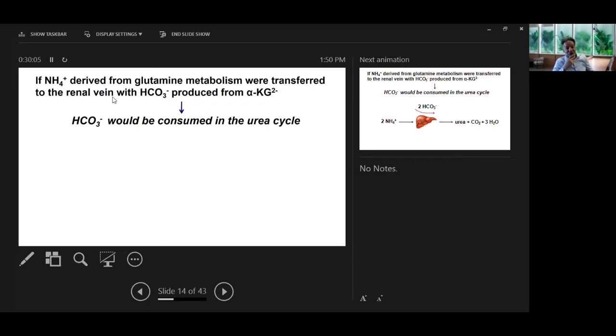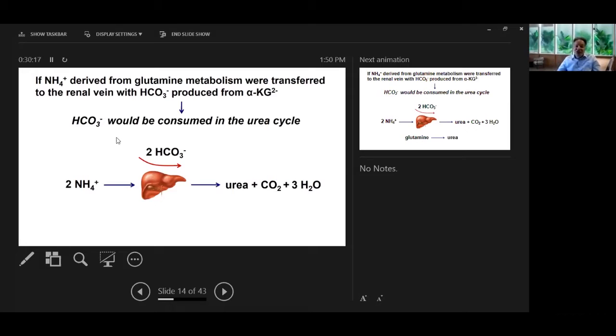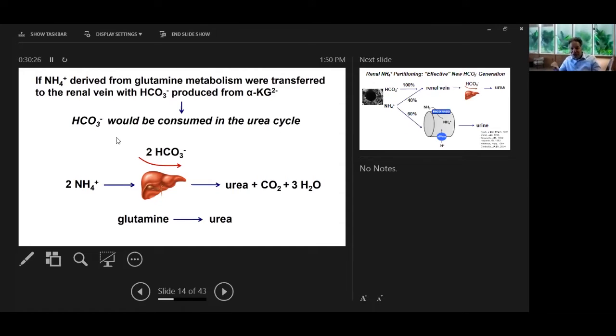The bicarbonate that we just made, that we need to match the acid load from our diet, would not be able to contribute to that because the bicarbonate would be consumed in the urea cycle. And the reason for that is urea is made from 2 bicarbonate ions and 2 ammonium ions. So if we sent all the ammonia that we just made into the renal vein, the bicarbonate that we just made would not be free to match the daily hepatic proton load from our diet. It would actually be taken up in the generation of urea. And basically all we'd be doing is turning glutamine into urea, and we would not be generating new bicarbonate that could be used for matching this 50 milliequivalents of protons that we need to use it for.